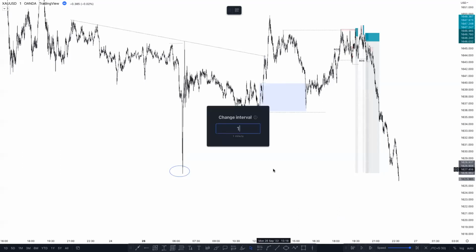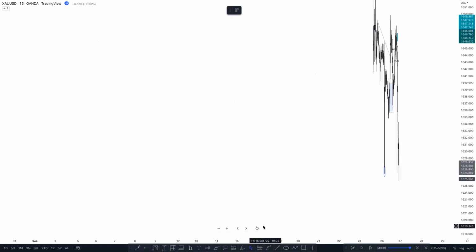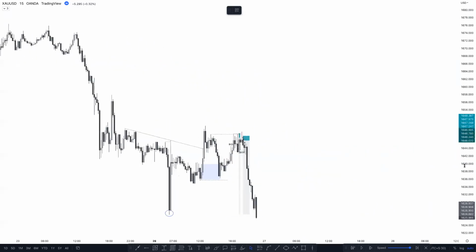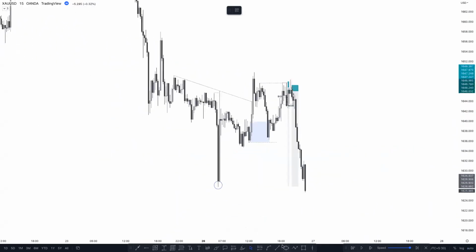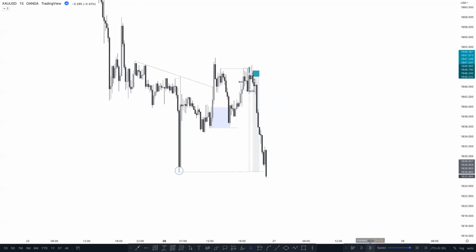And now switch into 15-minute exactly. And this one is our external liquidity. When the market takes out the external liquidity, then the market gives a momentum for the pullback to the upside. Then we can continue looking for sell.